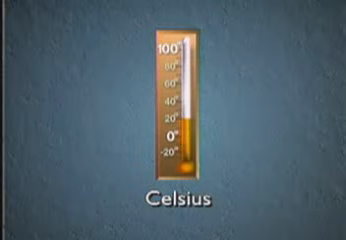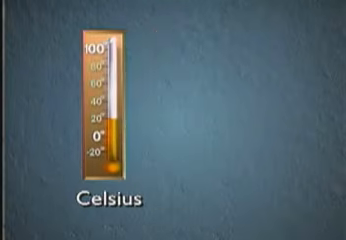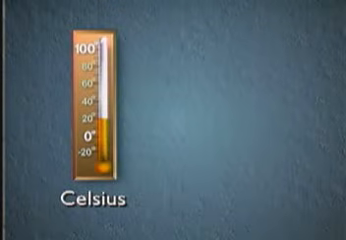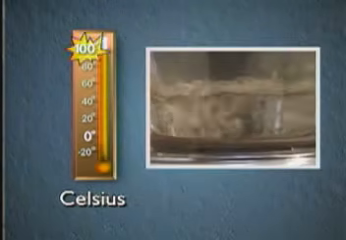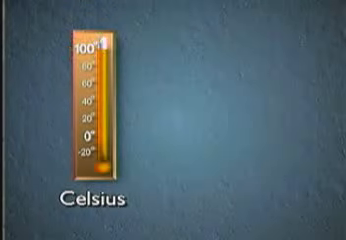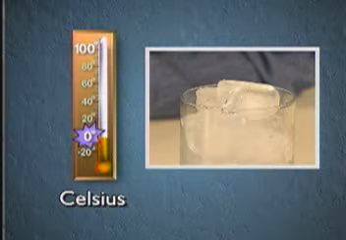Some thermometers use the Celsius scale, which is based on the fact that water always boils and freezes at the same temperatures when the pressure in the atmosphere is the same. At sea level pressure, 100 degrees Celsius marks the boiling point of water. And 0 degrees Celsius marks the temperature at which water freezes.